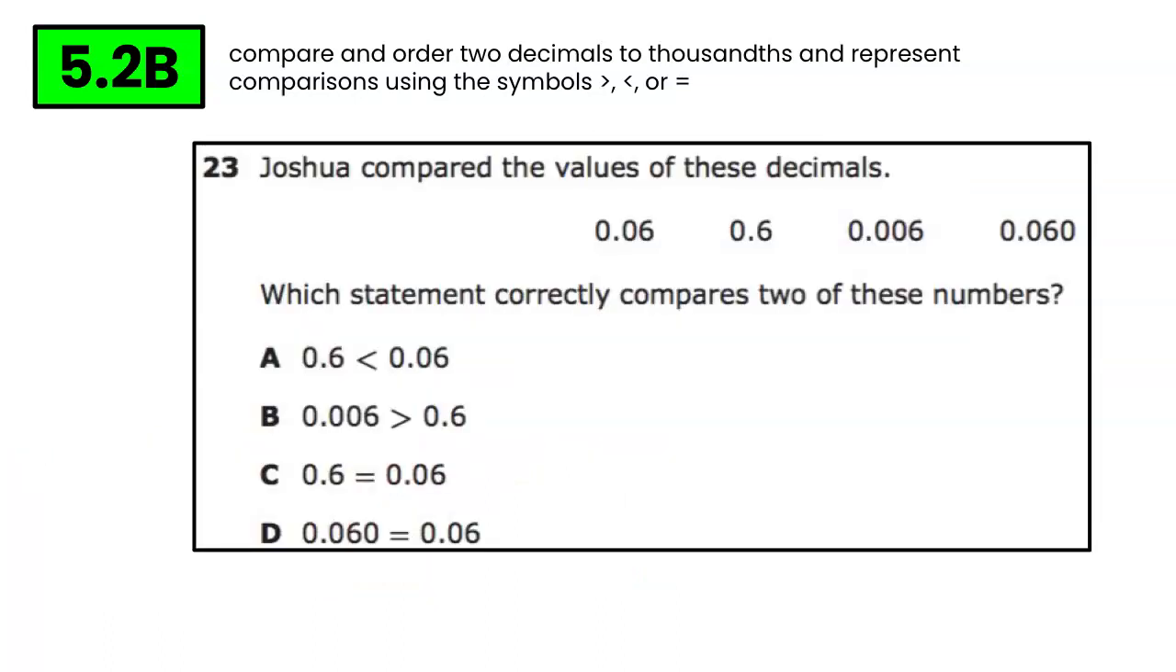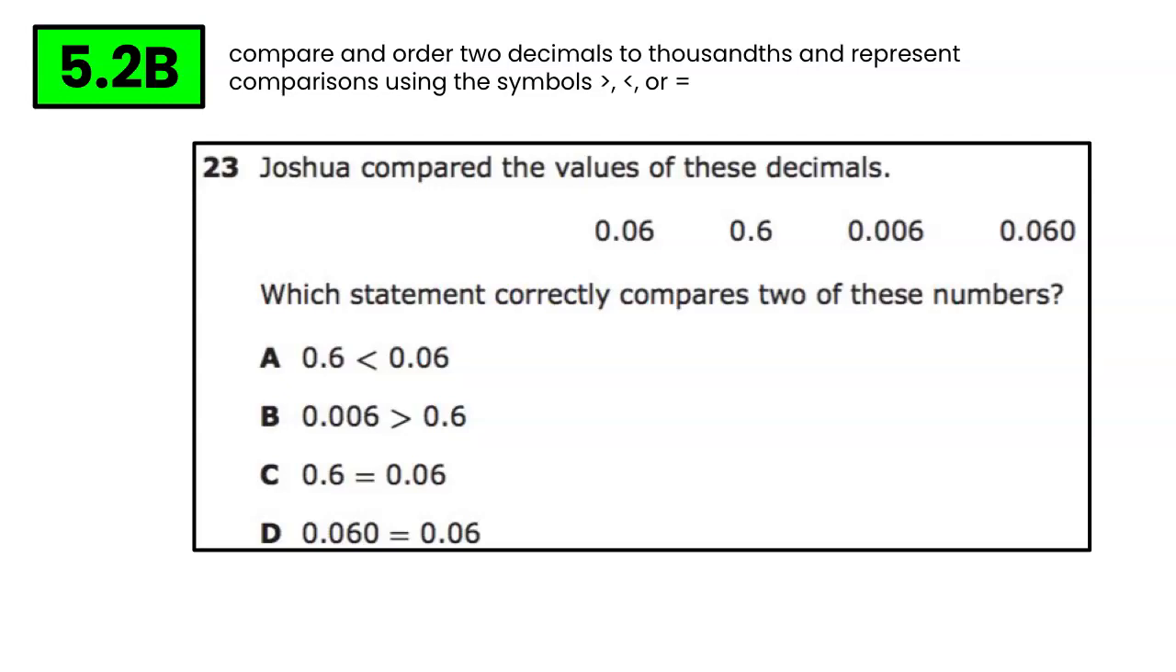I wanted to show you one more STAR released question just to emphasize one thing that you're going to want to make sure that your students are fully aware of and understand really well. And that's the fact that anytime you have those hanging zeros at the end, it's equivalent to any time you don't have the hanging zeros at the end of the number.